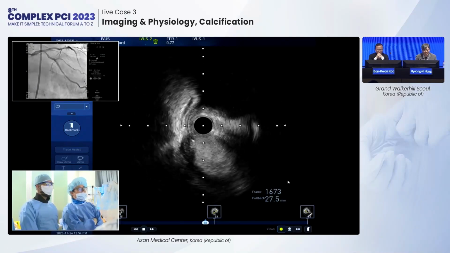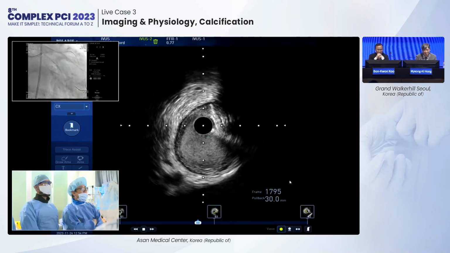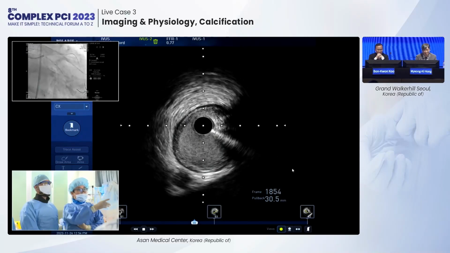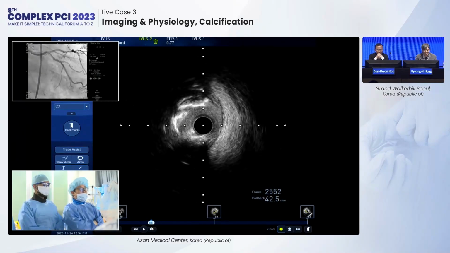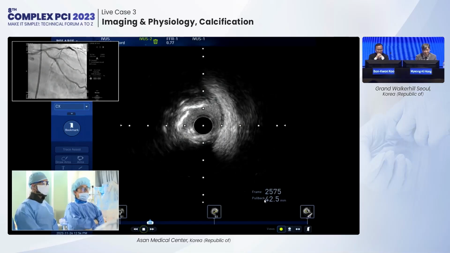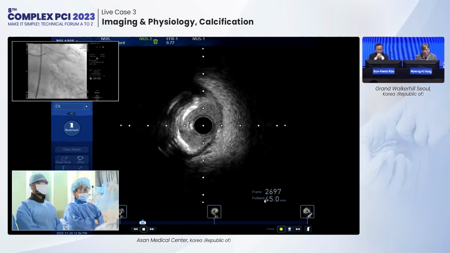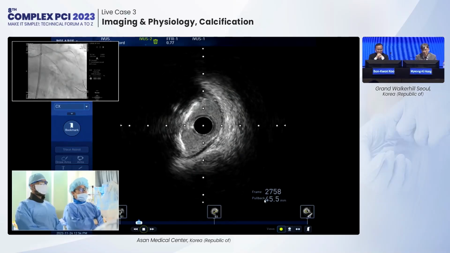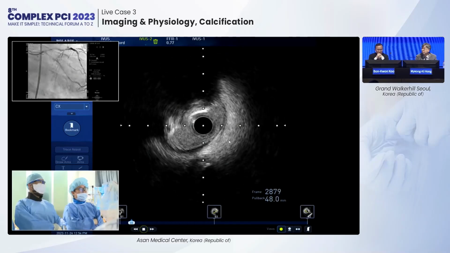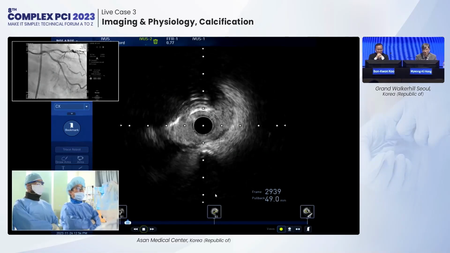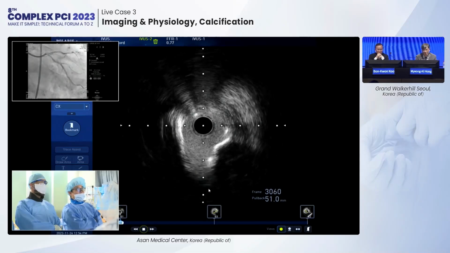And this is the mid distal SVG. And then could you show us the more proximal part? Okay, here. This is the narrowest part, with the calcium. We did very aggressive NC balloon dilation using the 3.25, and most of the calcium is broken down over here. And this is the ostium of the SVG.